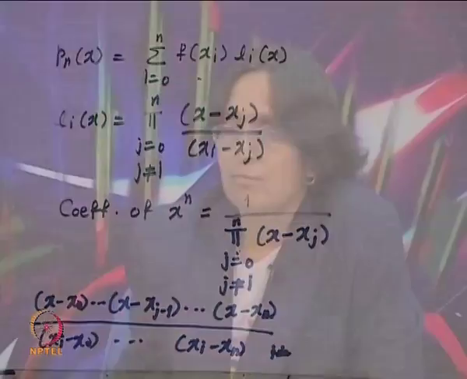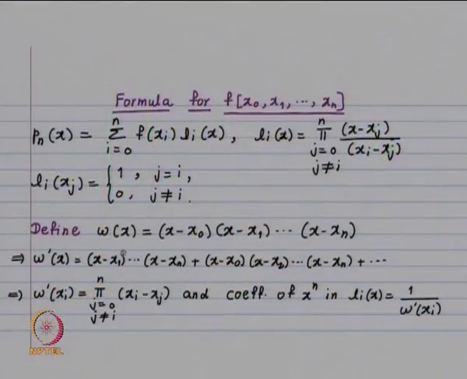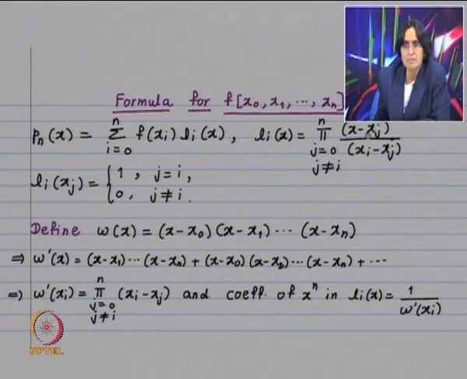Now, we will write this coefficient of x raised to n in L i x in a more compact form, and then we will write the expression for f of x 0, x 1, x n in terms of the function values. For that purpose we define this new function w x. It is x minus x 0, x minus x 1, x minus x n. It contains all the brackets. Here the bracket x minus x i is missing. Here we take all the brackets.